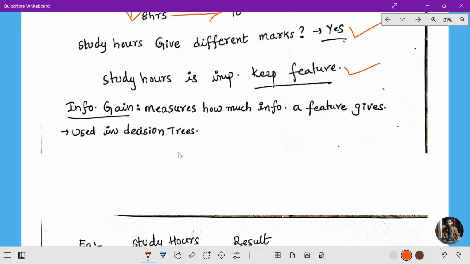The next one is information gain. It measures how much information a feature gives. It is used in decision trees. So we talk now about information gain: when we select any feature, how much information will be given by that feature.